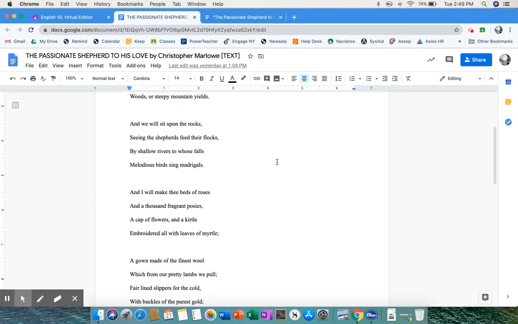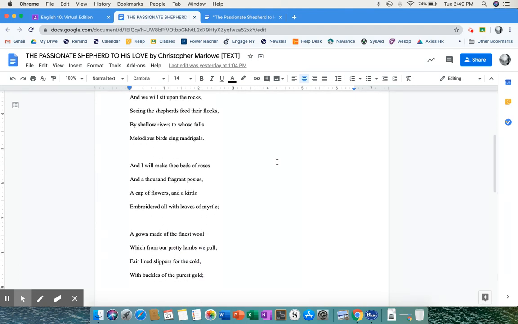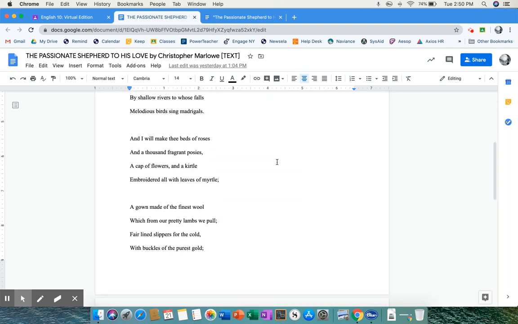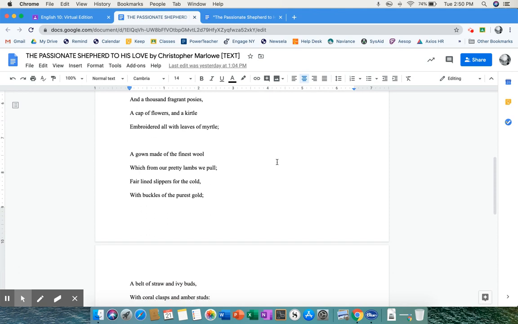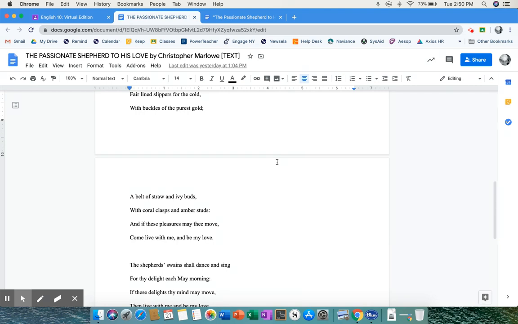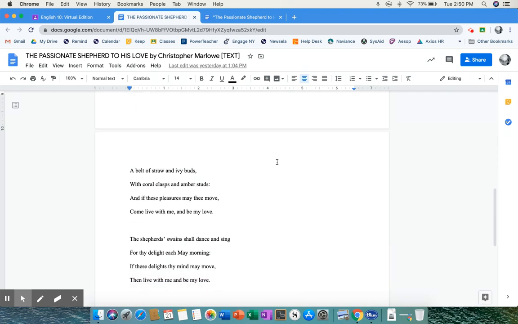And I will make thee beds of roses, and a thousand fragrant posies, a cap of flowers and a kirtle, embroidered all with leaves of myrtle, a gown made of the finest wool, which from our pretty lambs we pull, fair lined slippers for the cold, with buckles of the purest gold, a belt of straw and ivy buds, with coral clasps and amber studs. And if these pleasures may thee move, come live with me and be my love.